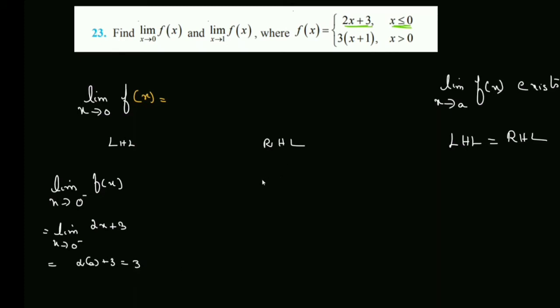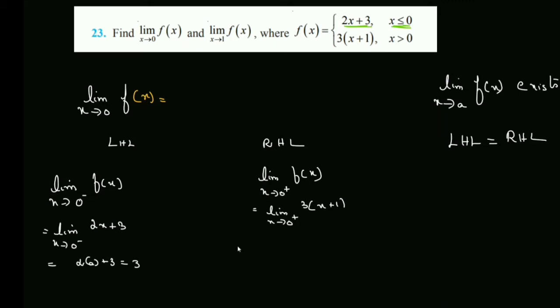Now come to the right hand limit. Limit x tends to 0 plus of f of x. So it is equal to the limit as x tends to 0 plus. Now right of 0, the function is 3x plus 1. Okay, so it's a different function. Left of 0 is one function, right of 0 is another function. So substitute x is 0. So 3 into 0 plus 1, so it is equal to 1.